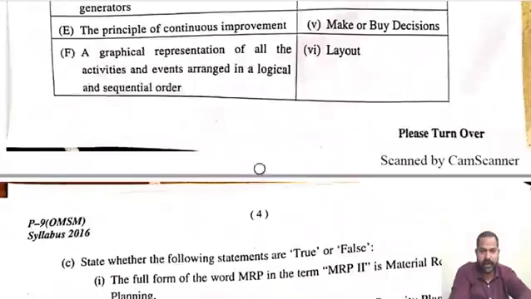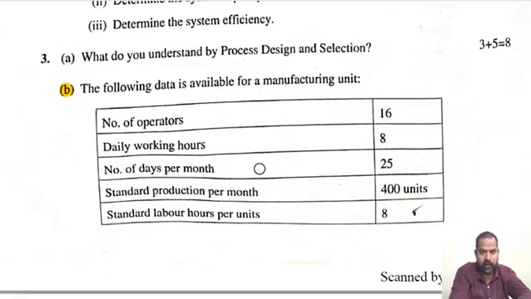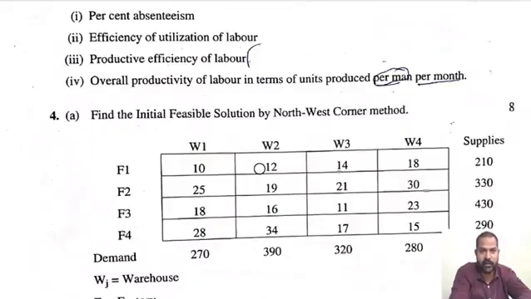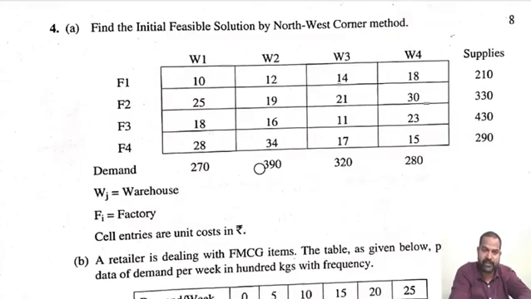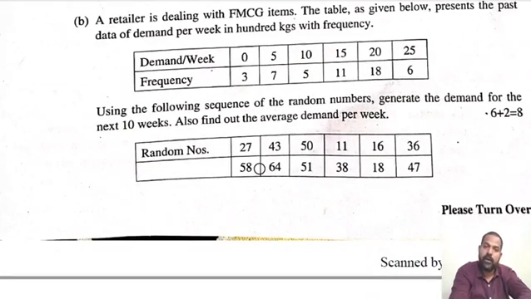In the December 19 paper, 2A theory, 2B done, 3A theory, 3B done, 4A is a transportation question, 4B is a simulation question. A retailer is dealing with an FMCG. I hope everybody knows what an FMCG is. An FMCG is fast manufacturing consumer goods, or basically edible products that go out very fast, like Maggi or Amul Doodh or Amul Dahi and so on.